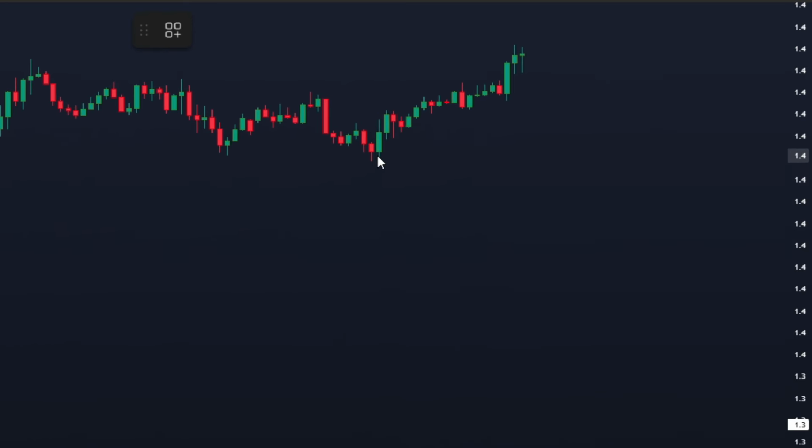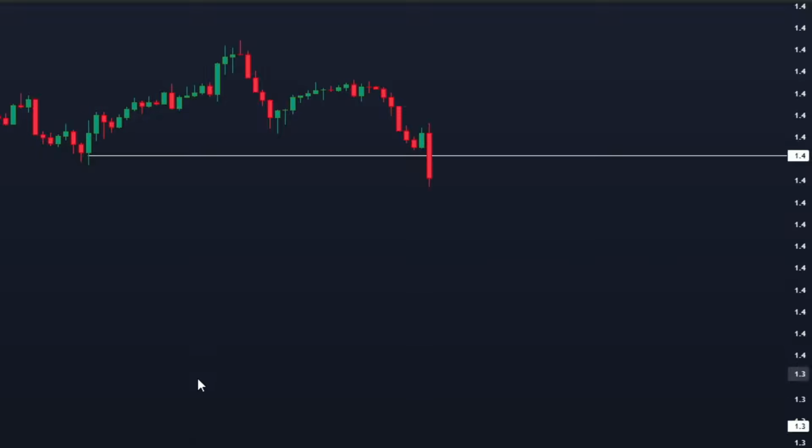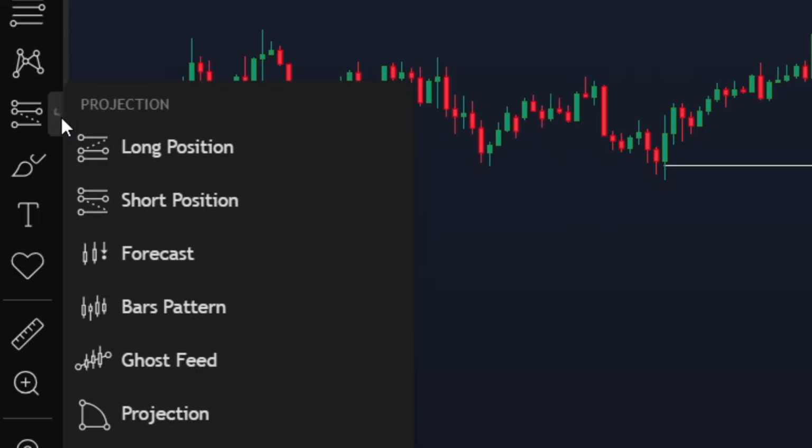As the price continues to move on, we see the price starts pulling back and eventually breaks below that marked level and closes below it. That confirms the structure break. This is where I enter the sell position.